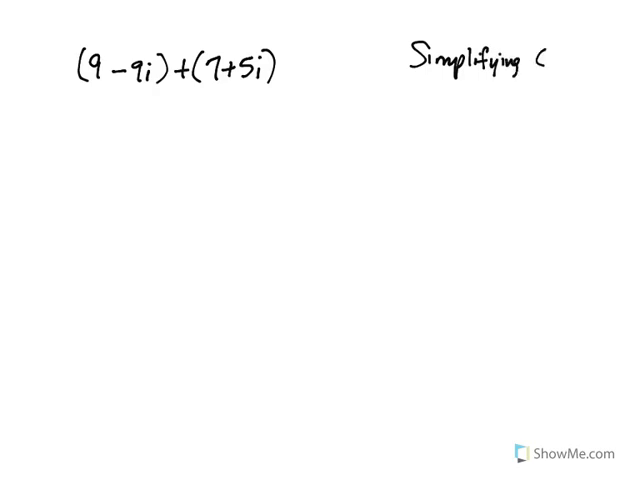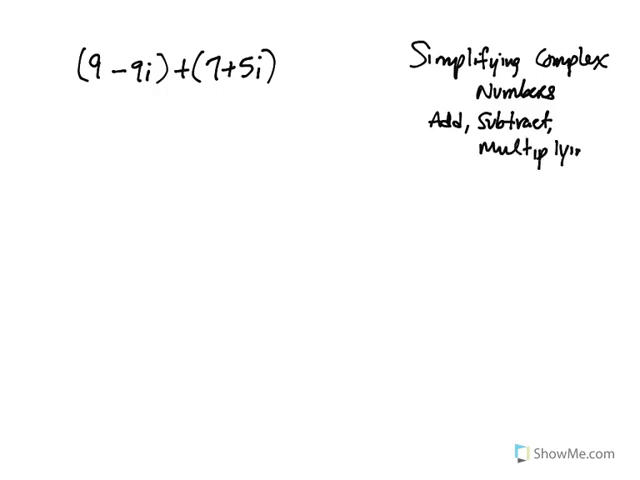So then we want to simplify using i. So let's look at this. We're simplifying complex numbers. So we're adding, subtracting, multiplying. You're going to treat the i just as you would if it was an x, an a, whatever.